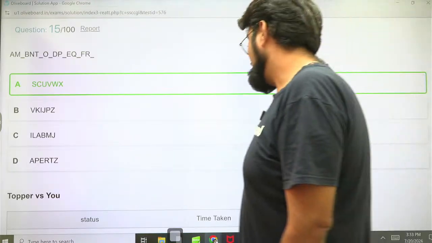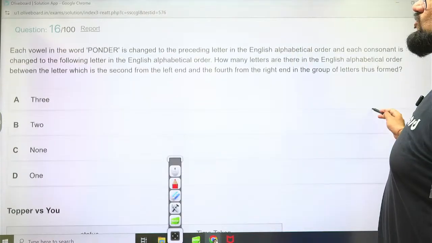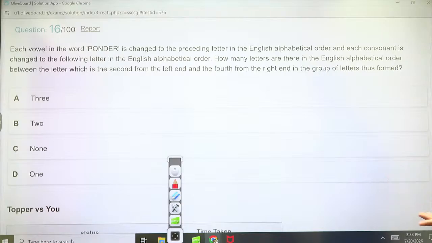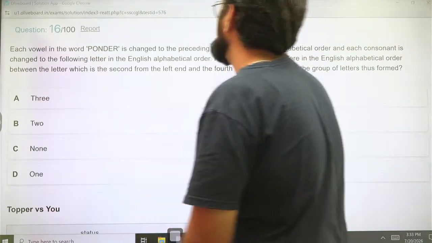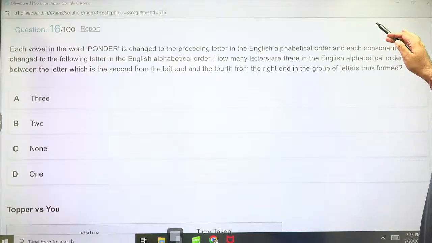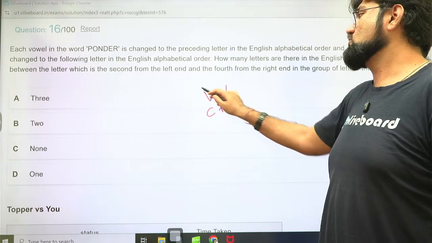Okay. Coming back anyways. Now we'll switch to the next question. So now these kinds of questions never ever converted completely. The question is each vowel in the word ponder is changed to the preceding letter in the English alphabetical order, and each consonant is changed to the following letter. So vowel -1, consonant +1. This is what is happening.